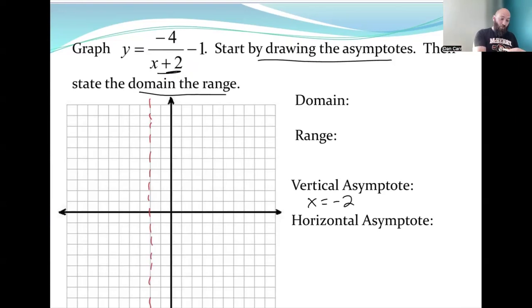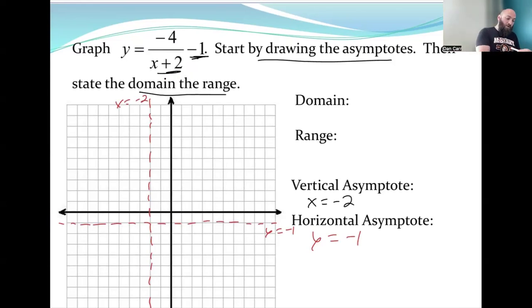My horizontal asymptote is based on this number here. So that's going to be y equals -1. And there's y equals -1 there. So x equals -2, y equals -1. So x equals is my vertical line, y equals is my horizontal line.